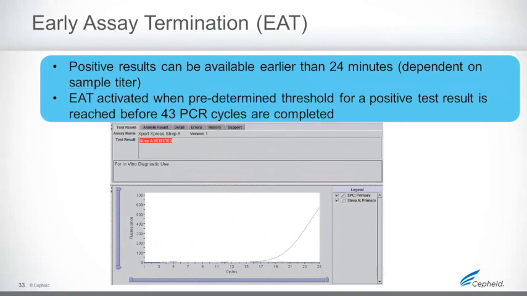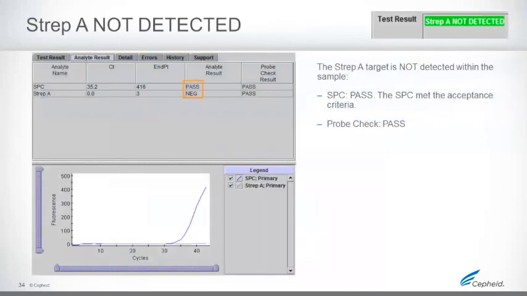The early assay termination is activated when a predetermined threshold for a positive test result is reached before 43 PCR cycles are completed. As you can see in this example below, the analyte for Strep A is coming across at about a CT value of 19. And then it goes an additional few cycles. But the test result is reported at cycle 25. For an analyte coming up with a CT of 15, you can have a result as early as 20 minutes.